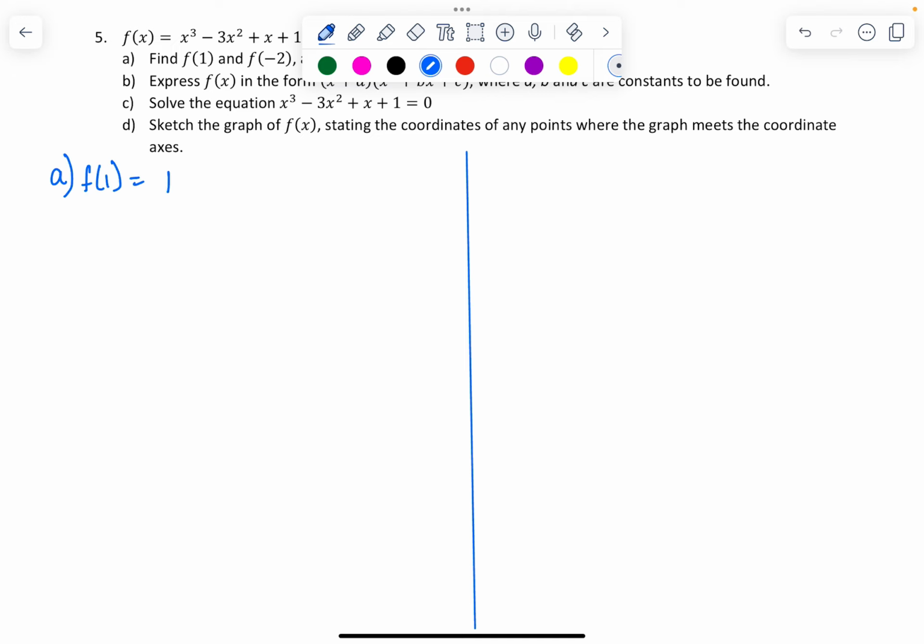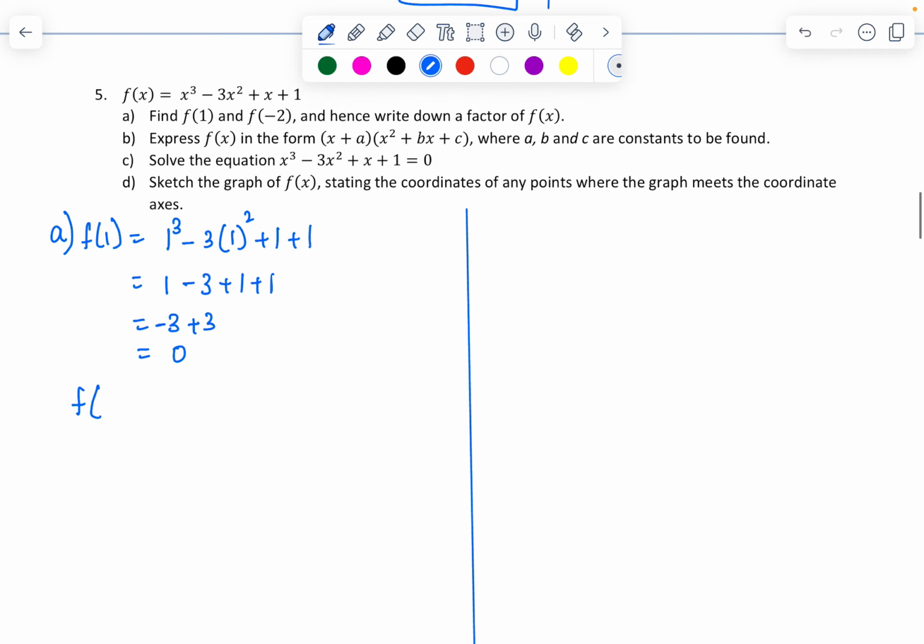So f of 1 is going to be 1 cubed minus 3 times 1 squared plus 8 times 1 plus 1. So this gives me 1 minus 3 plus 8 plus 1, which is negative 3 plus 3 equal to 0. So this is f of 1. Now f of negative 2: I'm finding f of negative 2, which is negative 2 whole cubed minus 3 times negative 2 whole squared plus 8 times negative 2 plus 1.